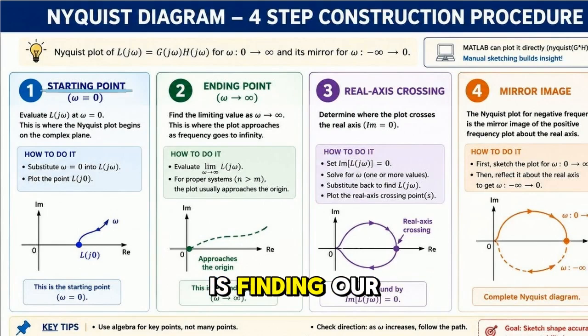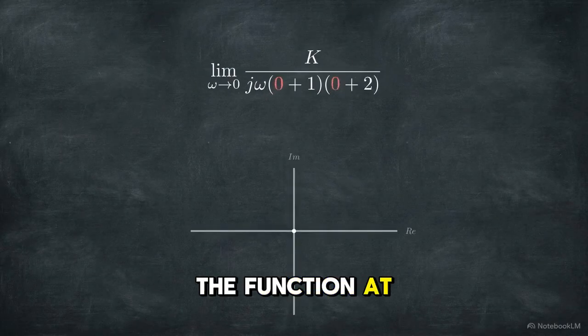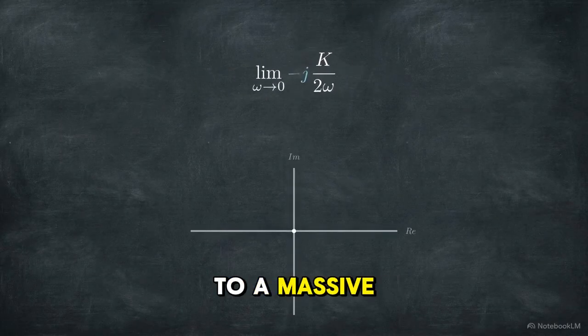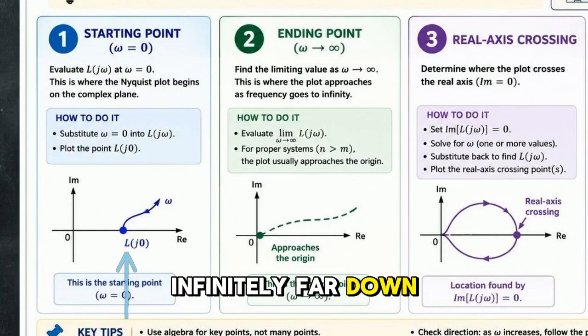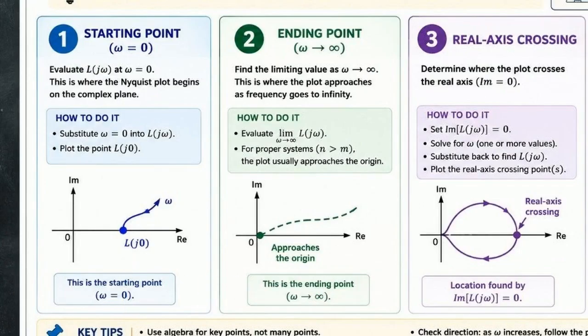Step 1 is finding our starting point by calculating the equation's limit as frequency approaches 0. If we evaluate the function at 0, the math reduces to a massive negative imaginary value. The curve begins infinitely far down the negative imaginary axis, shooting up from a -90-degree angle.